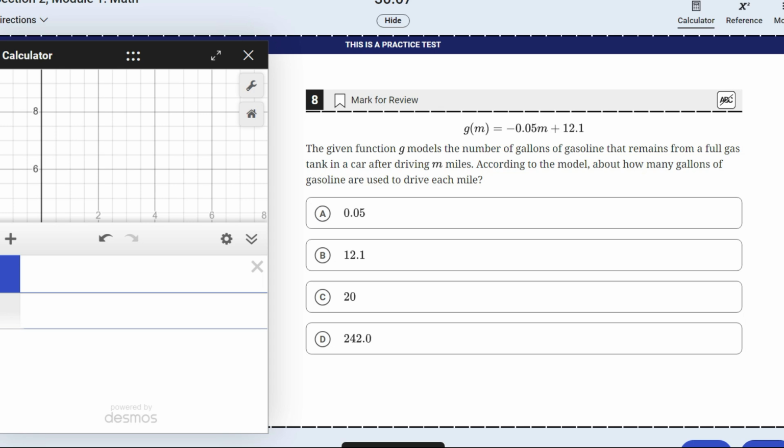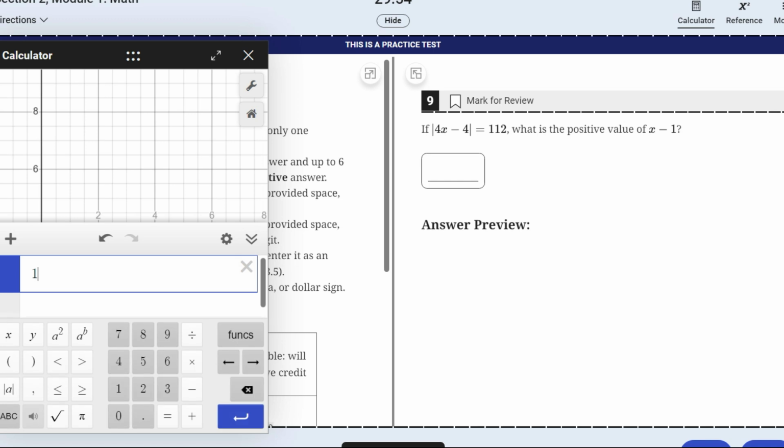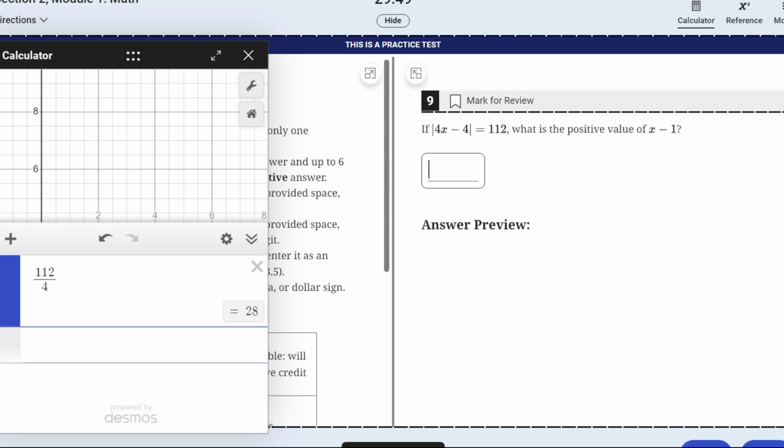All right, next problem. What I notice here first is I see a linear function. So it's either going to be slope or y-intercept, and based on the question, it is the slope that I need to find. Obviously, it's 0.05. All right, for this one, I just have to divide by 4 in order to get x minus 1, since I only need the positive value.